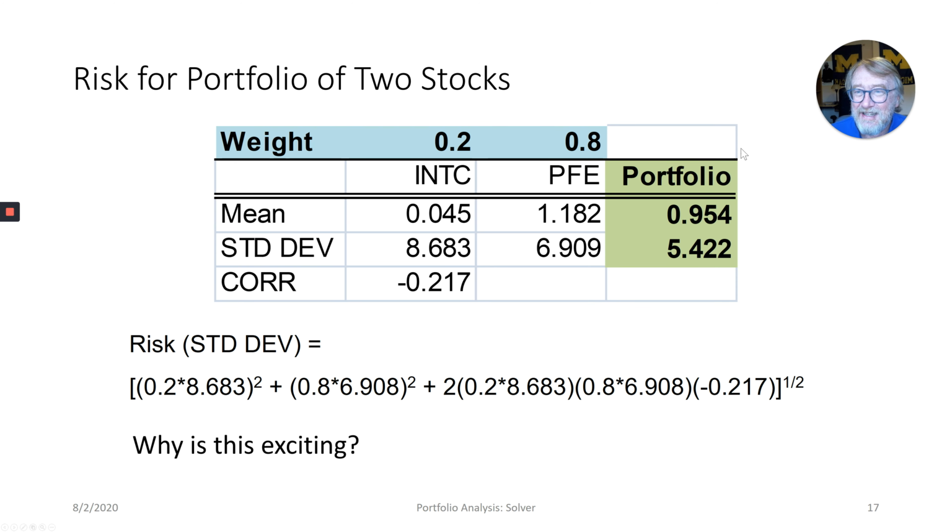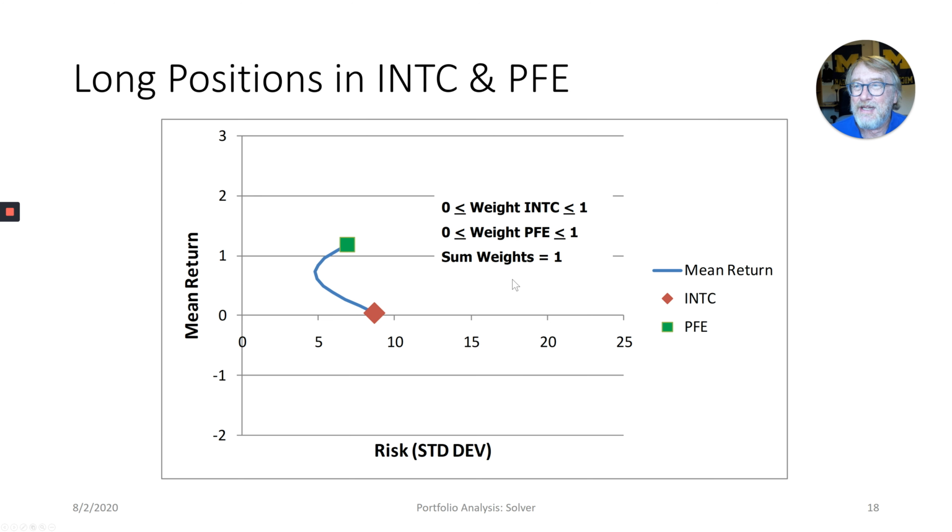The reason it's exciting is the risk for the portfolio is less than the risk for Intel or the risk for Pfizer. So we have a smaller risk by diversification. The mean is going to be between the two means, but we can actually get the risk less than the risk of either. And we can plot that. If we take a look at the risk axis and the mean return axis, Intel is in red and Pfizer is in green.